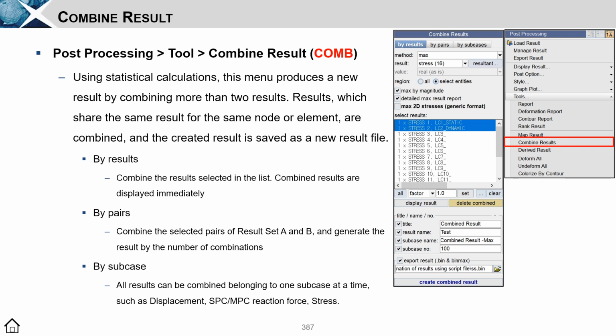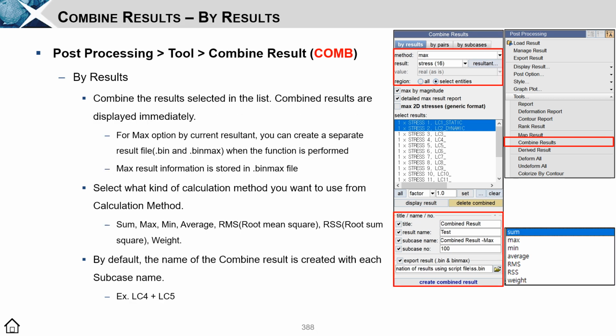By pairs method, combine the selected pairs of results set A and B and generate the result by the number of combinations. By subcase method, combine all results belonging to one subcase at a time, such as displacement, SPC, and BC reaction force for stress. The by results method executes the merge for the selected result type and subcase.